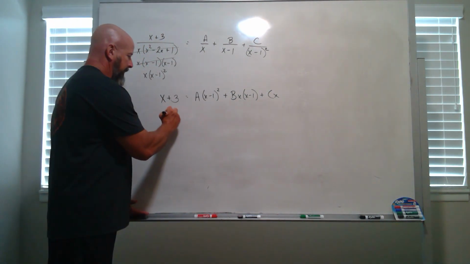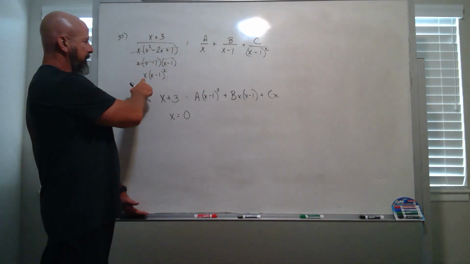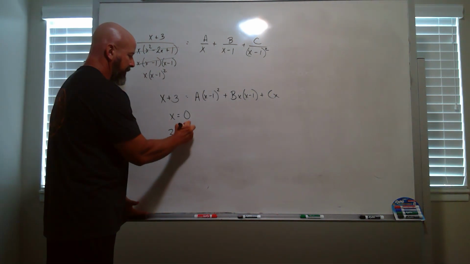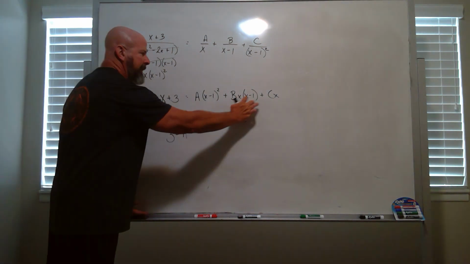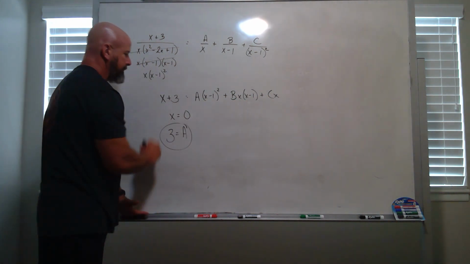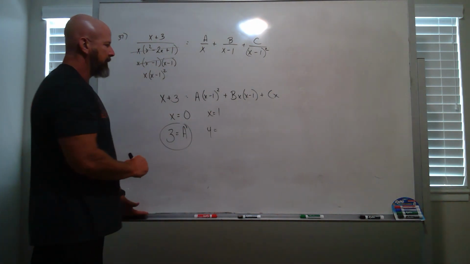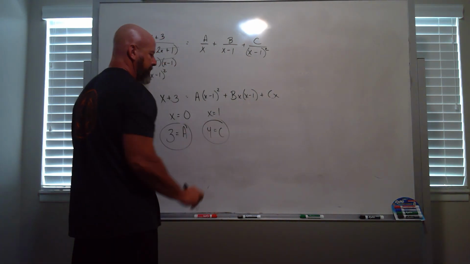I'm going to let x be 0. 0 and 1 are my domain restrictions. So that's 3 equals A, because negative 1 squared is 1. That's 0, that's 0, so I got A. x is 1, so I have 4 on the left. 0, 0, C, I got C.